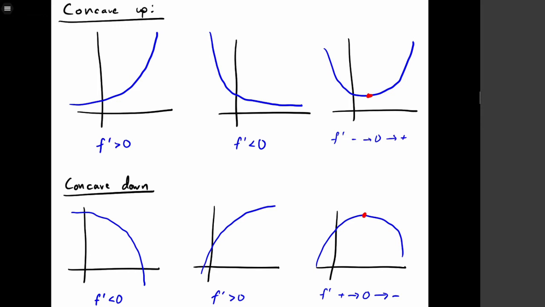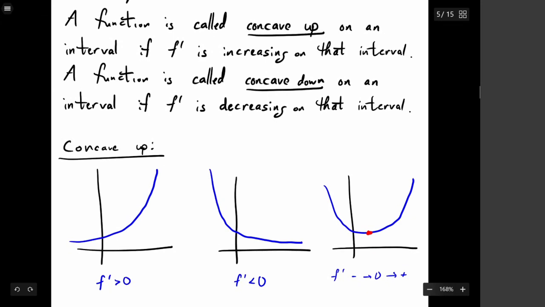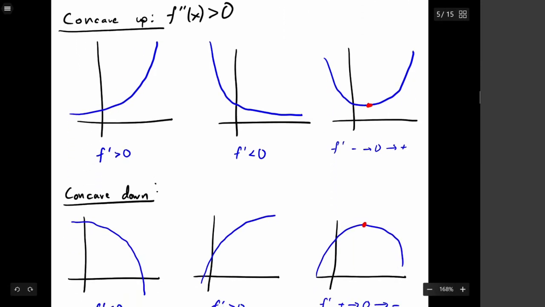can we identify concave up versus concave down? Remember, a function is concave up on an interval if f prime is increasing. If we're asking for f prime to be increasing, that means its derivative has to be positive. In other words, f double prime of x is positive. Likewise, concave down is saying the derivative needs to be a decreasing function, which means the derivative of the derivative, or the second derivative, has to be negative.